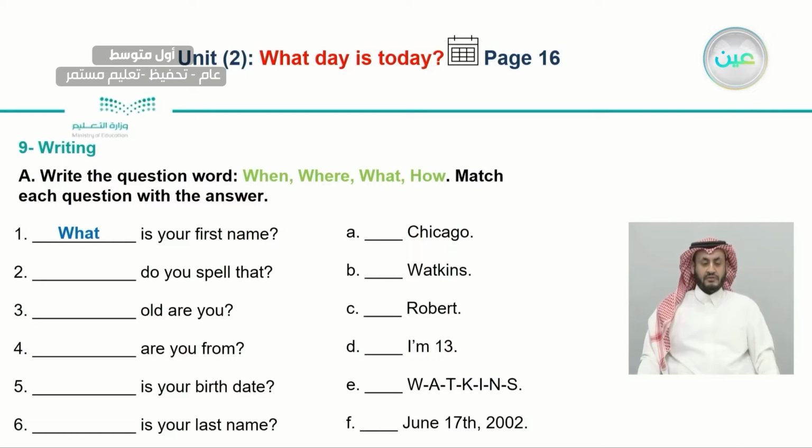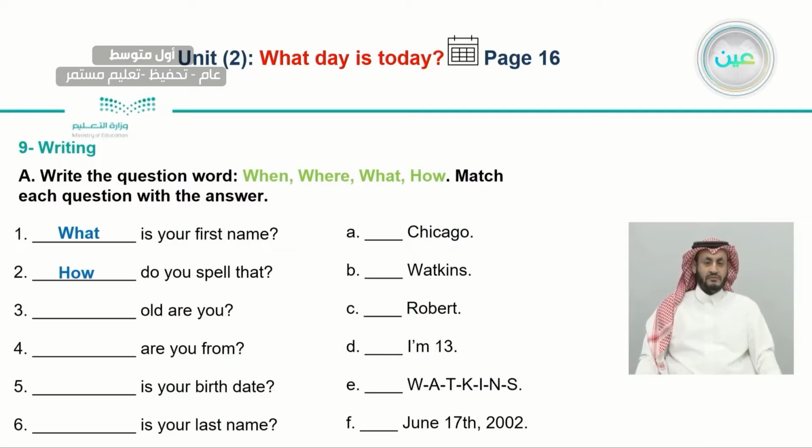Number 2, space, do you spell that? What is it? What do you think? Probably the name. What do you think? I think so. Okay? Do you spell that? So when do you spell that? I'm asking about how do you write the question. I just said that. How? Okay? So the correct answer is how do you spell that? And then we end with a question mark.